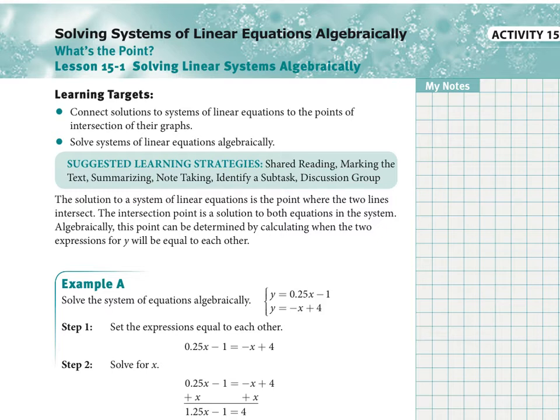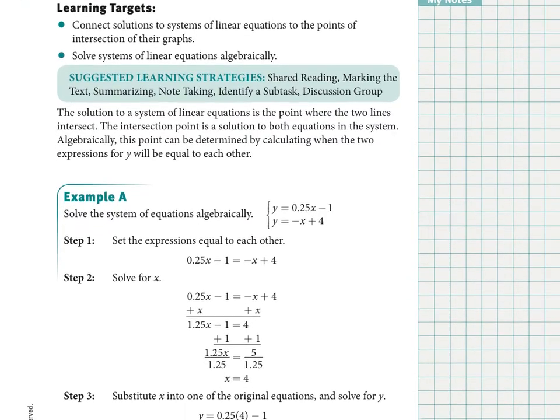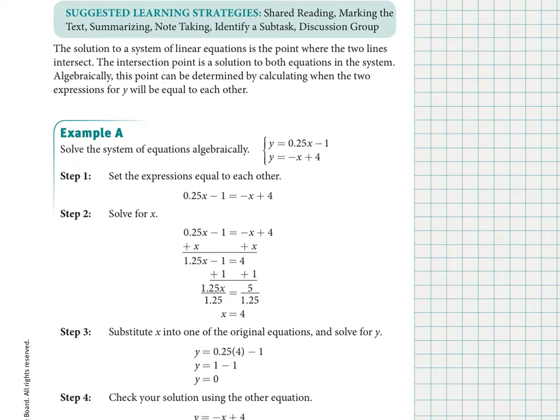Okay, so again, if you remember, the solution to a system is the point where the two lines intersect, right? So algebraically, this point can be determined by calculating when the two expressions for y will equal each other. So for example, there's a worked out example here. You see the system given to us right here.